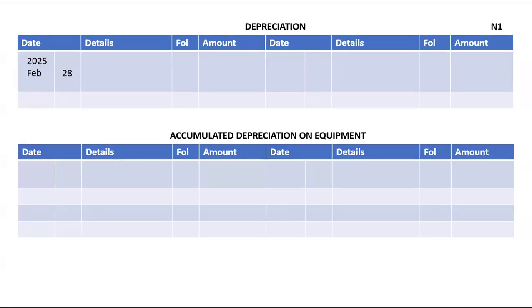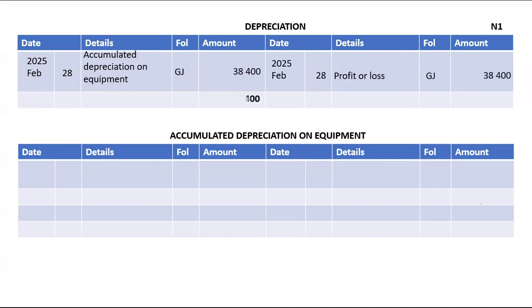Current year depreciation, we're going to debit accumulated depreciation by the total depreciation of both the assets sold and the remaining equipment, and close it off against profit or loss.